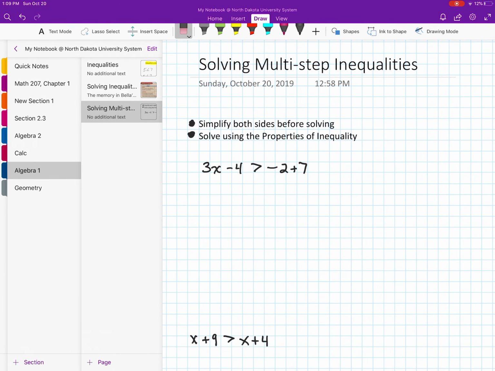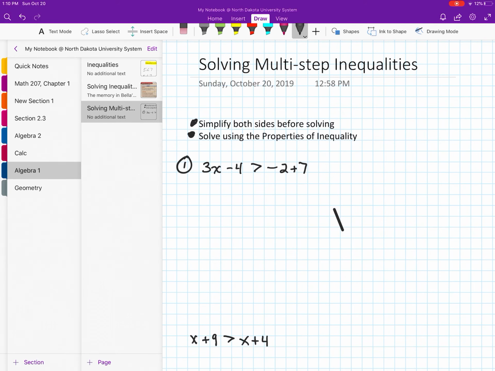And for this, we're going to use pretty much all of the rules that we've used thus far. We're just going to have to do more than one per solution. So with inequalities, it's very important to simplify both sides of the inequality before solving. And then solve just using the properties of inequality that we've learned thus far. So let's do that. Let's jump right in, shall we?